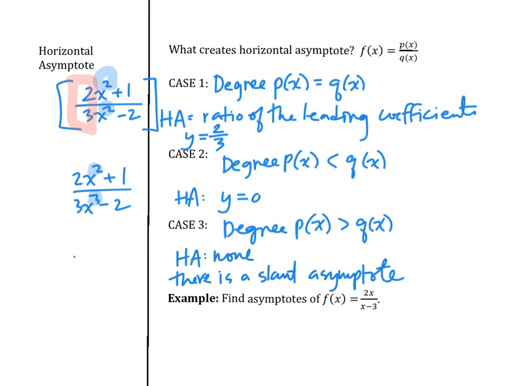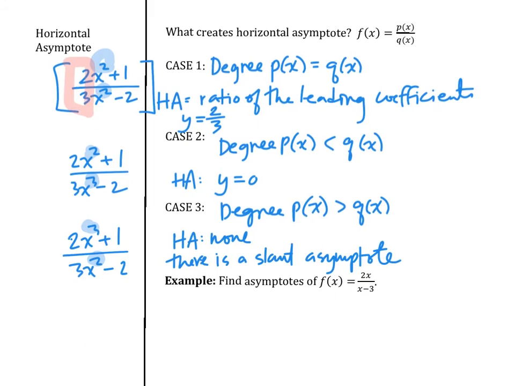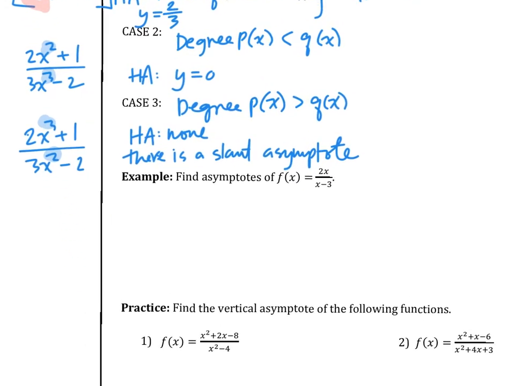So maybe something like 2x cubed plus 1 over 3x squared minus 2. So notice how the degree is bigger here on the top. So then that means there is no horizontal asymptote, but there is a slant asymptote. And to find a slant asymptote, you would have to use long division in this case to figure out the quotient.